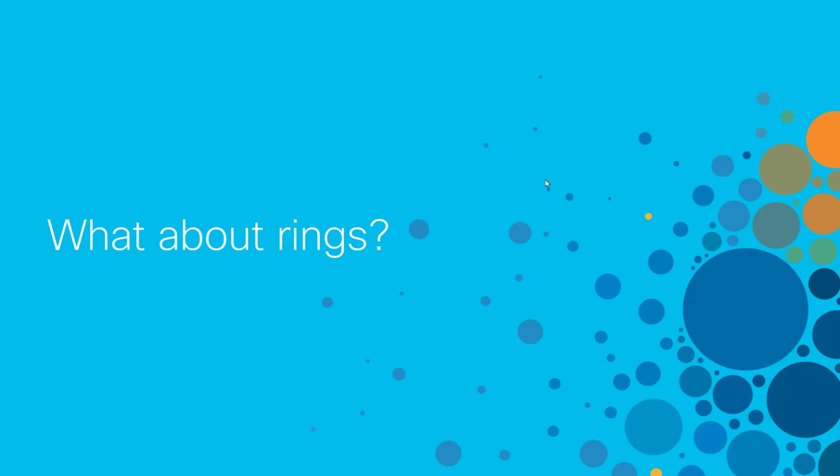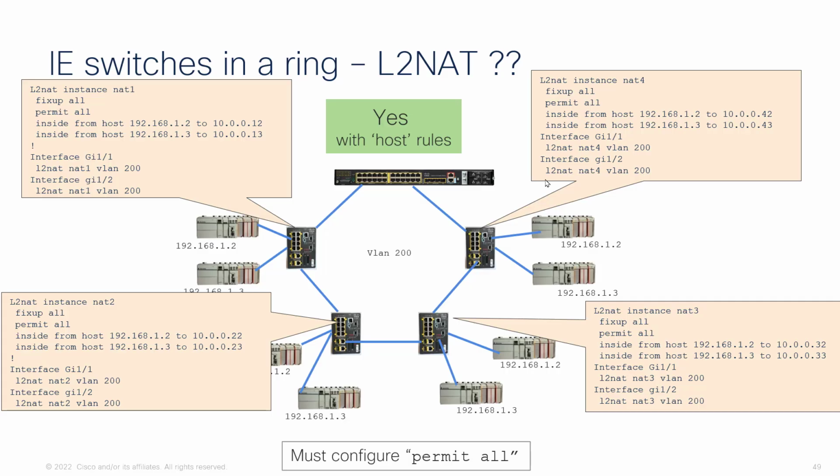So now what about rings? Rings are a very popular thing in industrial networks. We do rings for cable saving most of the time. So rather than home run cables from various parts of the manufacturing or your industrialized deployment, you just connect it to the adjacent IE switch. And so we often see rings. So the question is, can you do it in a ring? And the answer is yes.